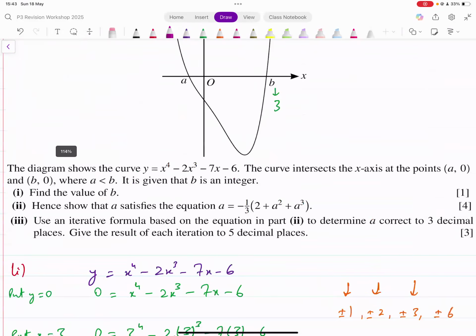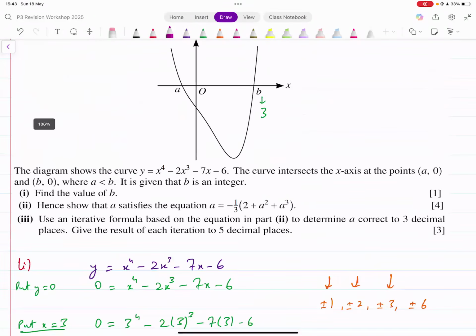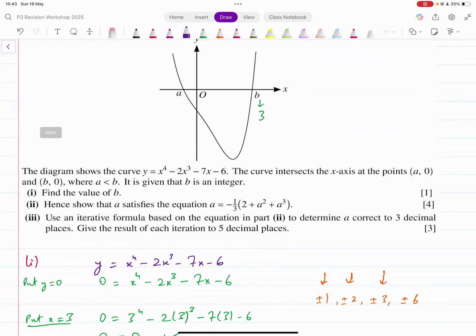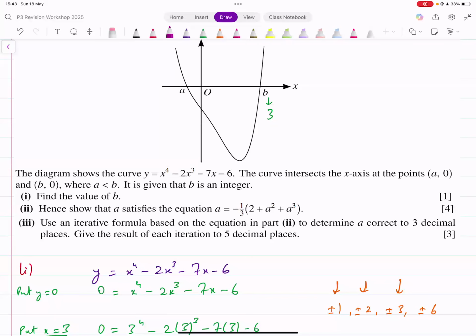It's polynomials, basically. They're saying b is an integer. So remember, we talked about this in polynomials. If you have an integer solution of a polynomial, it will always be amongst the factors of this constant. So try some factors of 6, plus minus 1, plus minus 2, plus minus 3, plus minus 6, and see which one of them satisfies the equation. That will be the solution.